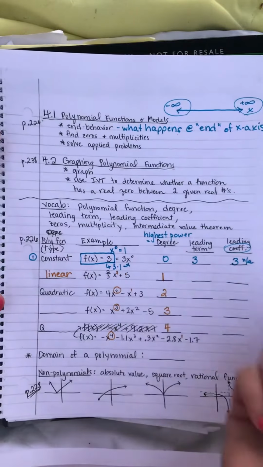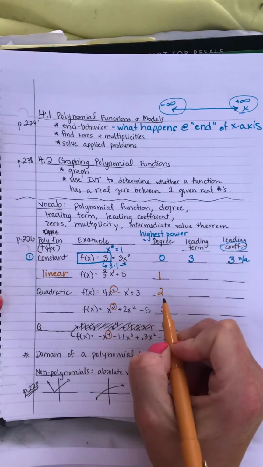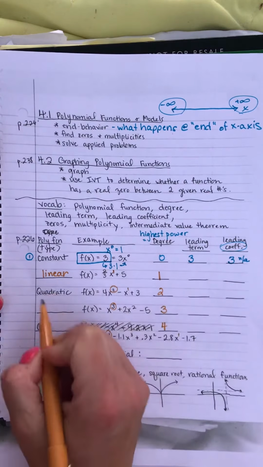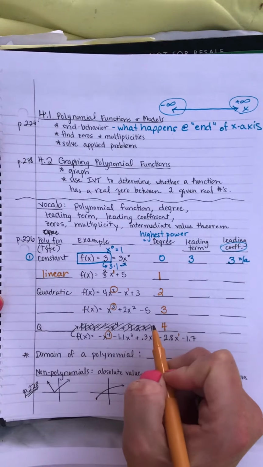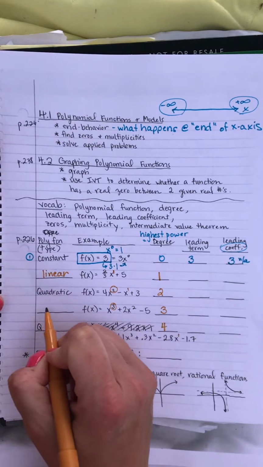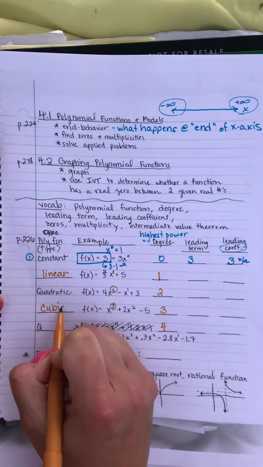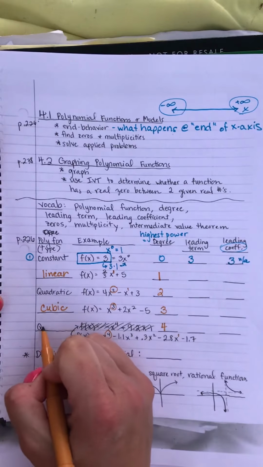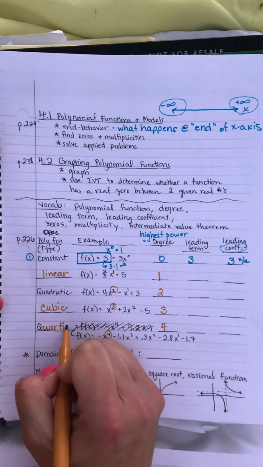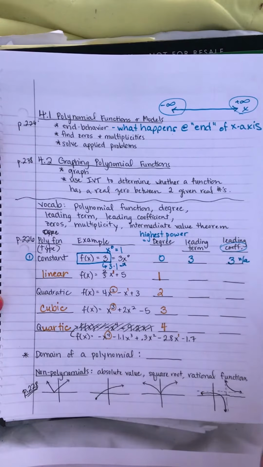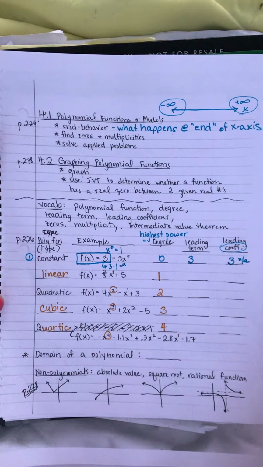My goodness. Okay. So if our degree is 2, we have a quadratic. If our degree is 3, we have a cubic. A degree of 4 is a quartic. And degree of 5 is a quintic, but we don't have a degree 5 example here.